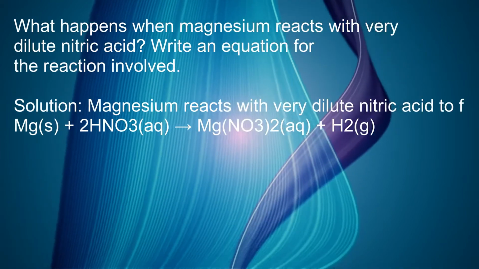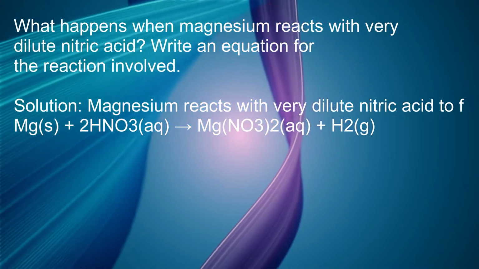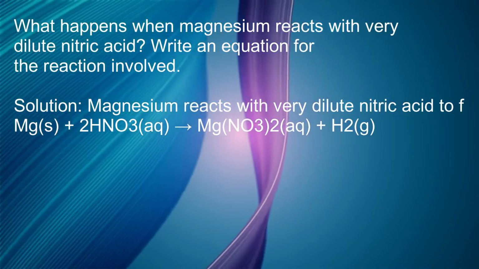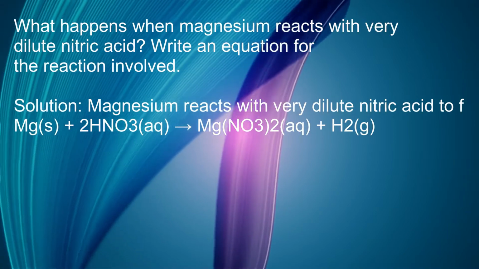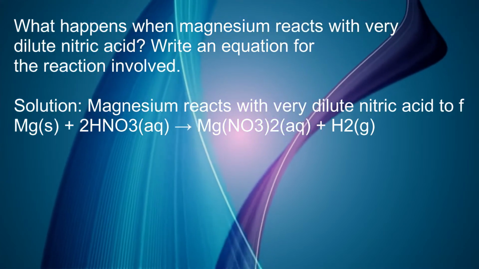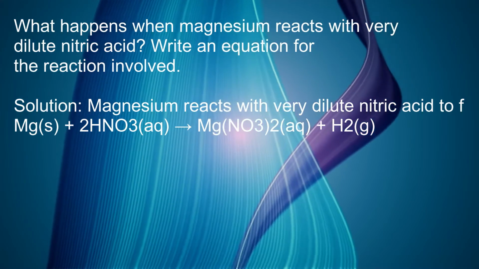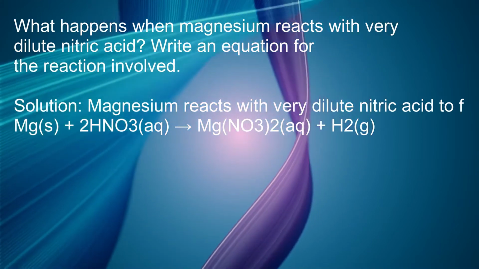B. What happens when magnesium reacts with very dilute nitric acid? Write an equation for the reaction involved. Solution: B. Magnesium reacts with very dilute nitric acid to form magnesium nitrate and hydrogen gas. Mg (magnesium, solid) + 2HNO3 (nitric acid, aqueous) gives Mg(NO3)2 (magnesium nitrate, aqueous) + H2 (hydrogen, gas).